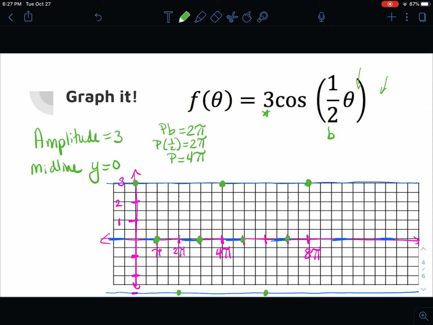Now you could certainly put points in and find these values. So let's say I put in pi as an input. Let's just take a look at why this works.